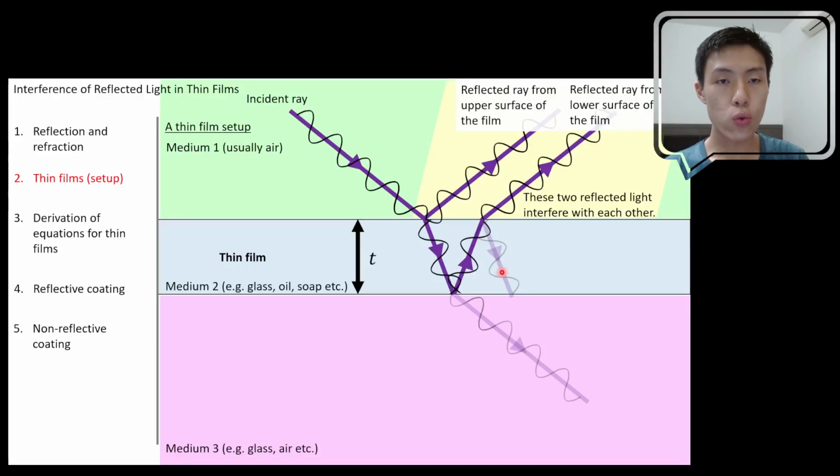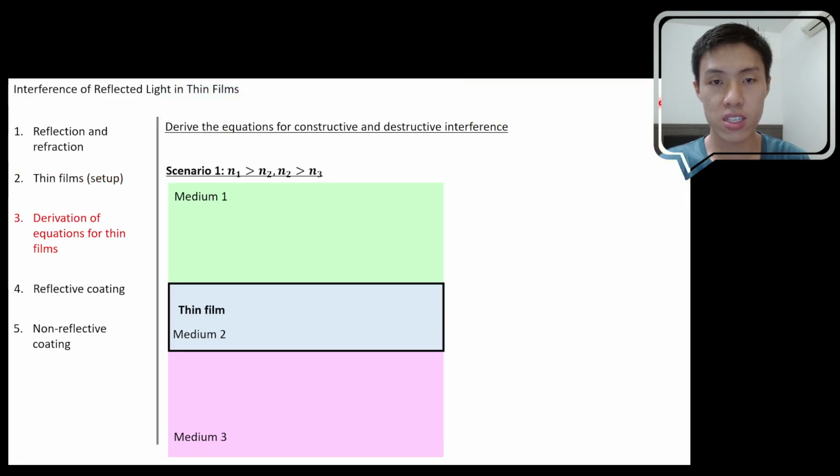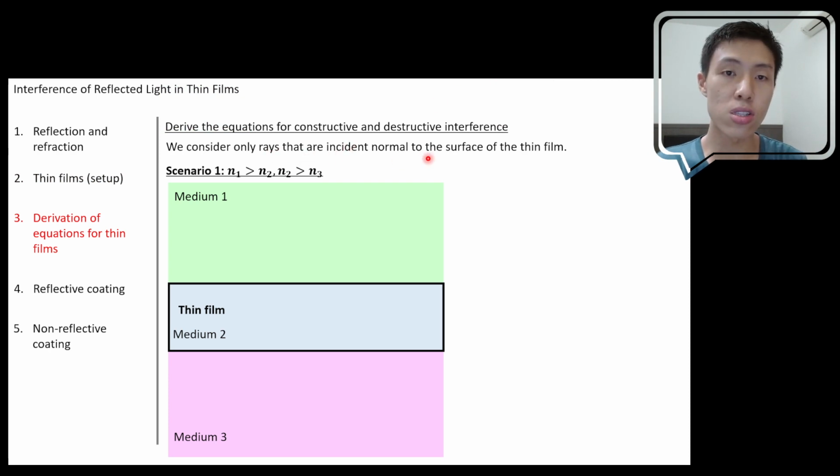Now that we know which two reflected rays are going to interfere with each other, let's try to derive the equation to understand in which situations it will be a constructive interference, and in which situations it will be a destructive interference. Our syllabus restricts us to rays that are incident normal to the surface of the thin film. So if our thin film is oriented horizontally, our ray will be coming down in a vertical direction. So the ray will have to be perpendicular to our thin film.